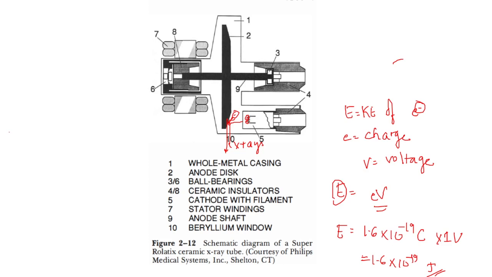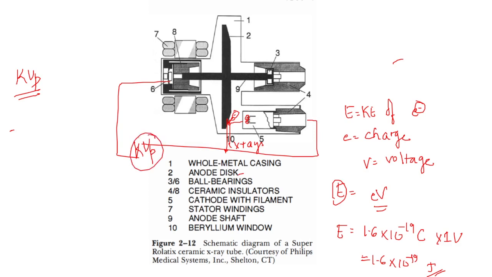So now we have something called kilovoltage peak. Kilovoltage peak is the potential difference which is applied between cathode and anode. This is called kilovoltage peak.